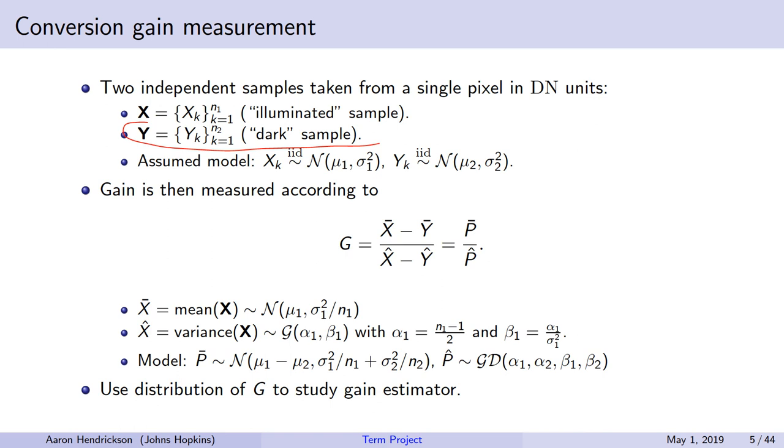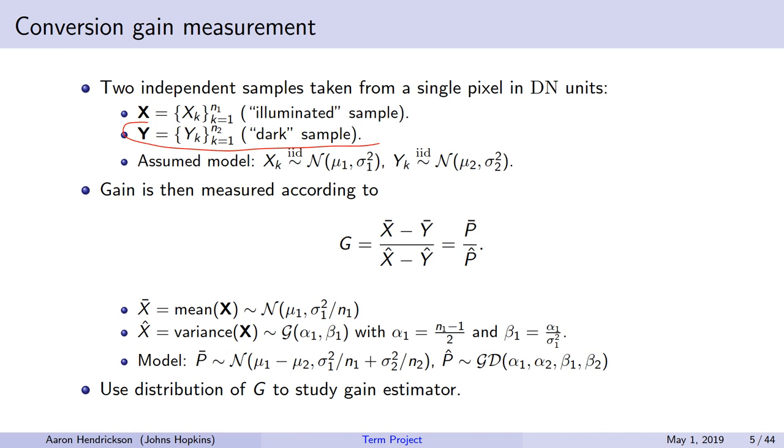And so what I did was I modeled these two processes as being normal, which actually turns out to be a quite useful model. It works quite well. It makes a lot of the computations much more tractable. So the way we get this conversion gain measurement, which I'm going to call capital G to denote that it's a random variable, is we take the sample mean and sample variance of each of these two independent samples, X and Y. The difference of the sample means we see in the numerator of G, and the difference of the variances we see in the denominator.